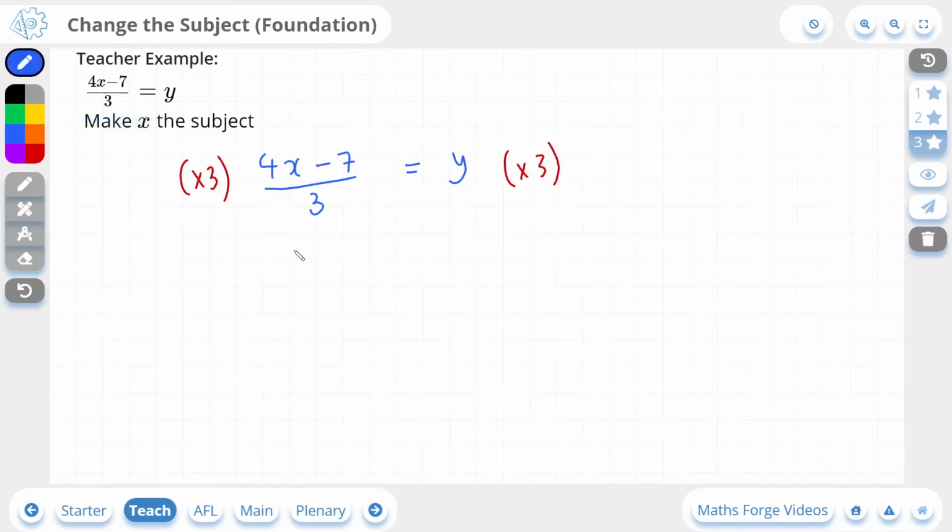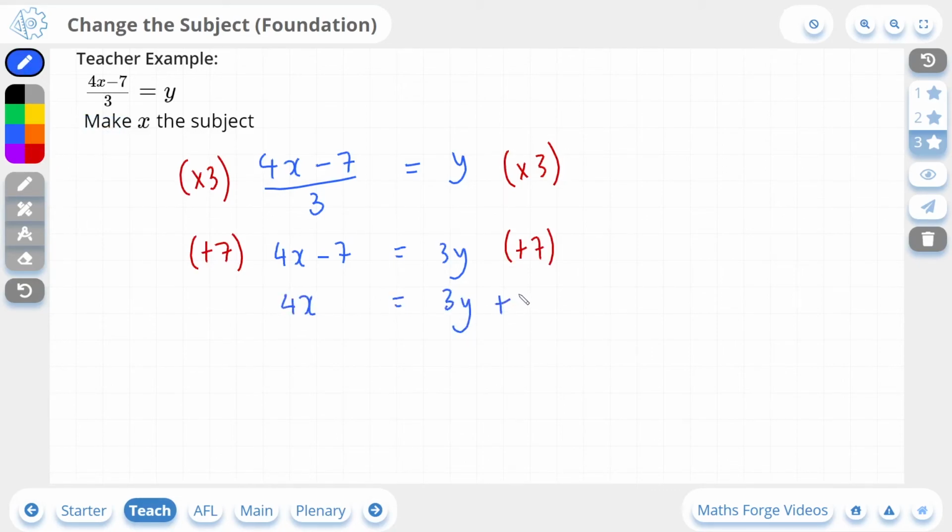This is now going to leave us with 4x minus 7 on the left-hand side, and on the right-hand side, y times 3 is 3y. The next thing to detach from the x is going to be this minus 7, and we're going to do that by adding 7 to both sides of the equation. This is now going to give us 4x on the left, and on the right it's going to give us 3y plus 7.